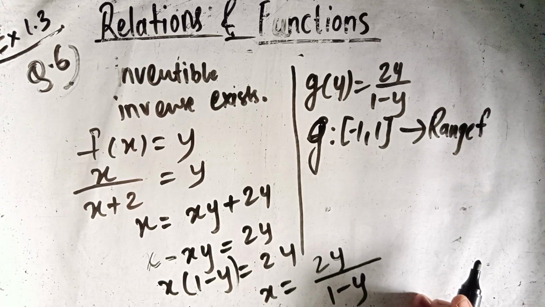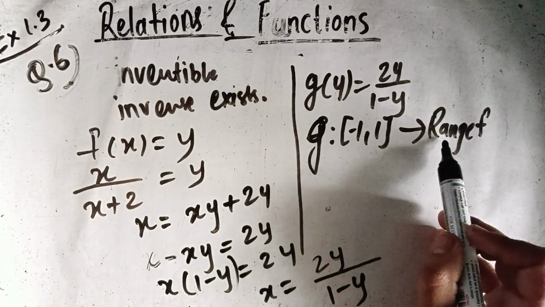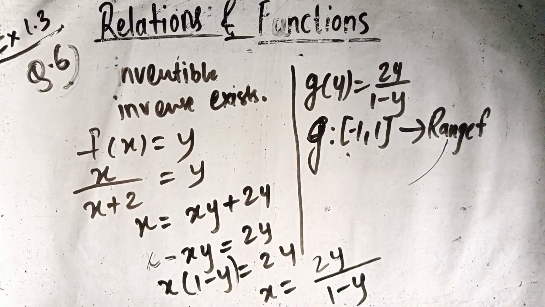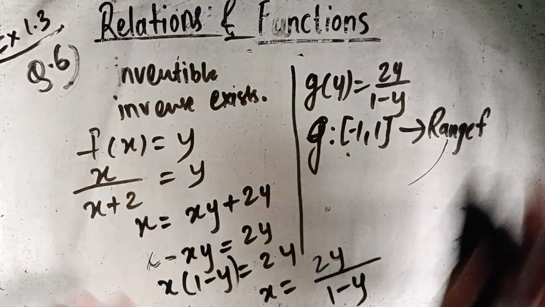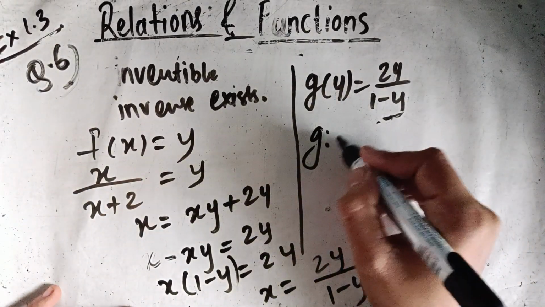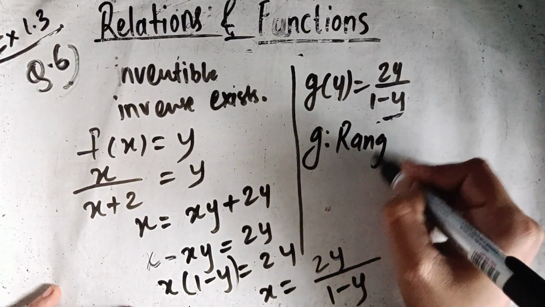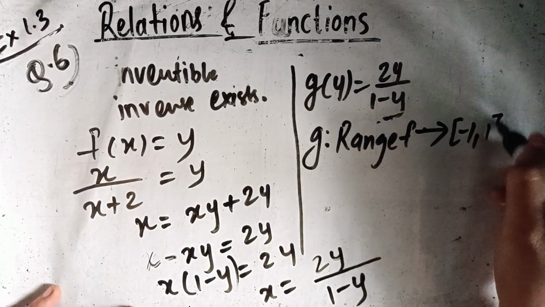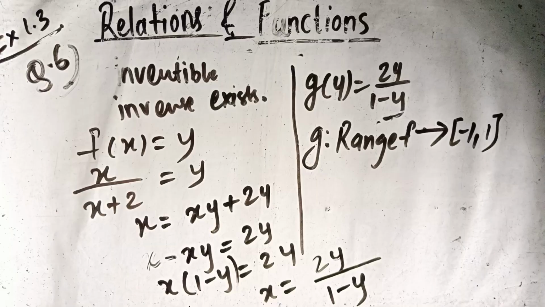This is our inverse function, that is, g is from range of f to -1 to 1. Now we have to prove that the inverse exists or not, and find the inverse of the function.